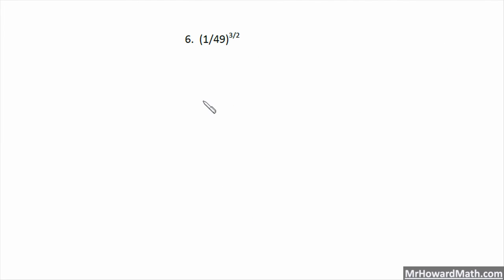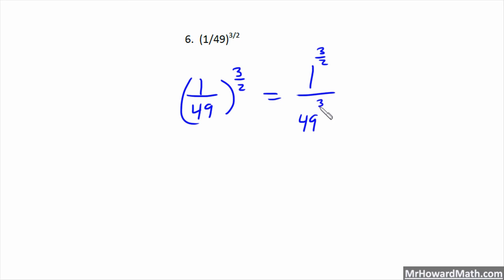All right, number 6 on your Unit 11 review. So we have 1 over 49 all raised to the 3/2 power. So it's power over root, and we need to bring the 3/2 power into both the numerator and denominator. So 1 to the 3/2 over 49 to the 3/2. So power over root, if you raise 1 to the 3rd power, you still get 1. If you take the square root of 1, you still get 1. So the top is just 1.